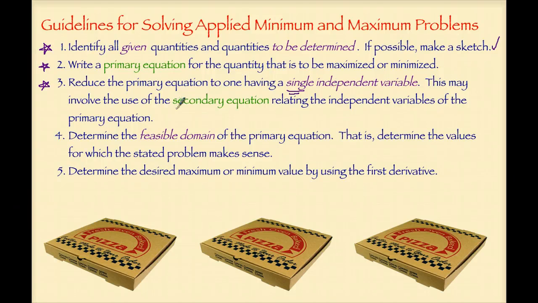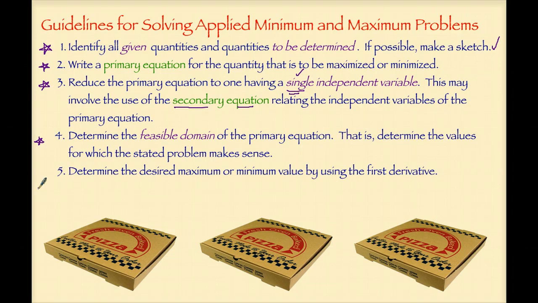That means you might have to use a secondary equation relating the independent variables of the primary equation. So you use the secondary equation to solve for one variable in terms of the other. That way you can go back to your primary equation, make a substitution in order to get down to a single independent variable. The fourth step, determine the feasible domain of the primary equation.